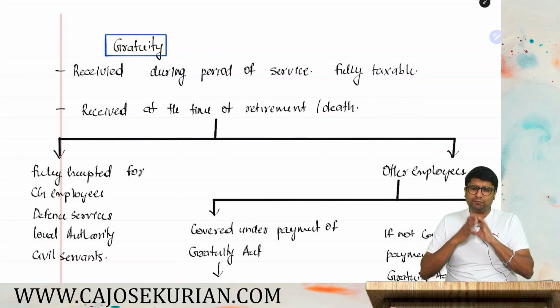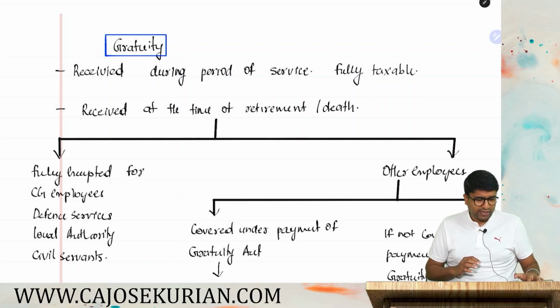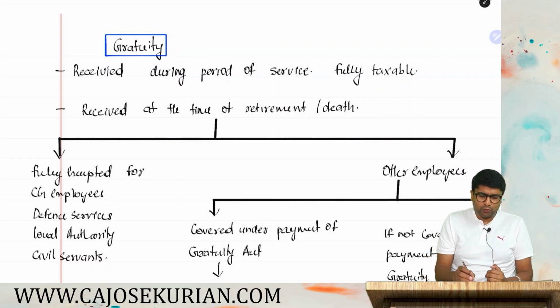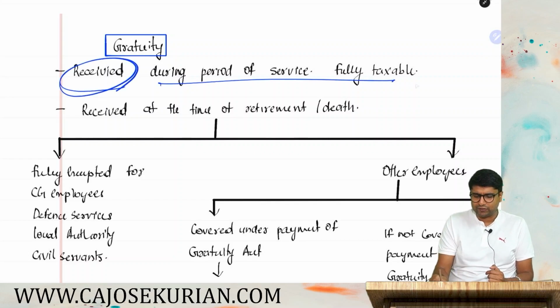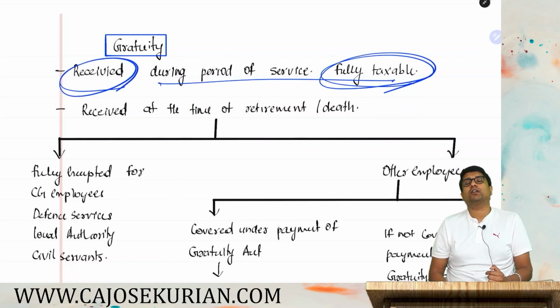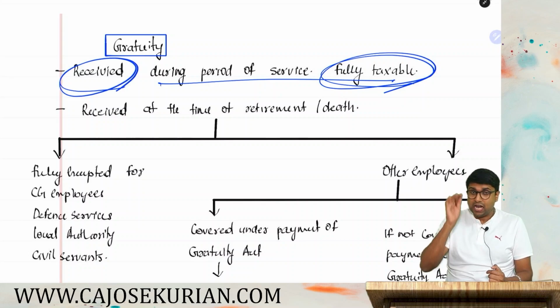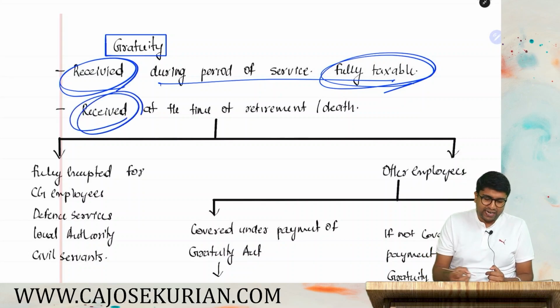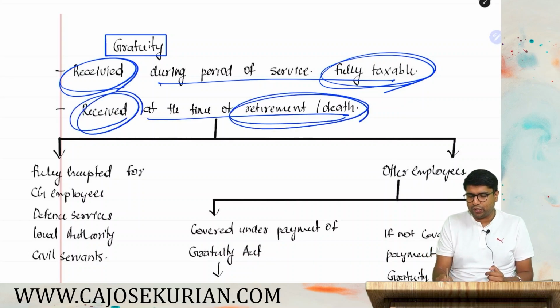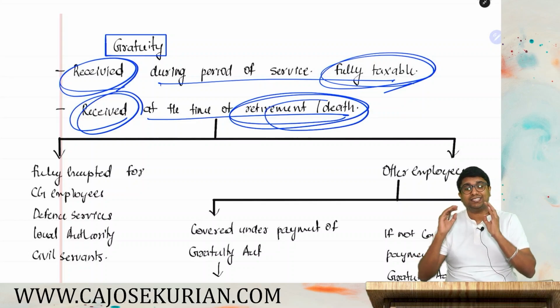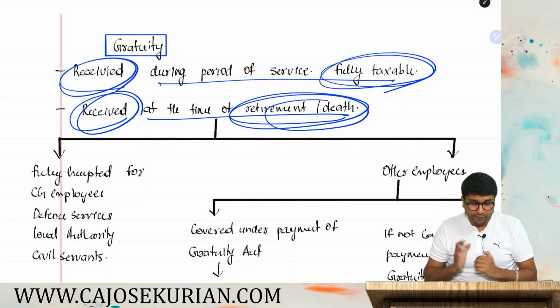So gratuity is basically a taxable component of salary. And what the department says, if you are a person who withdraws gratuity during the period of service, it shall be fully taxable. You are not eligible for any type of exemption. However, if you are receiving gratuity at the time of your retirement or death, you are eligible for an exemption, and let's understand how to compute that respective exemption.